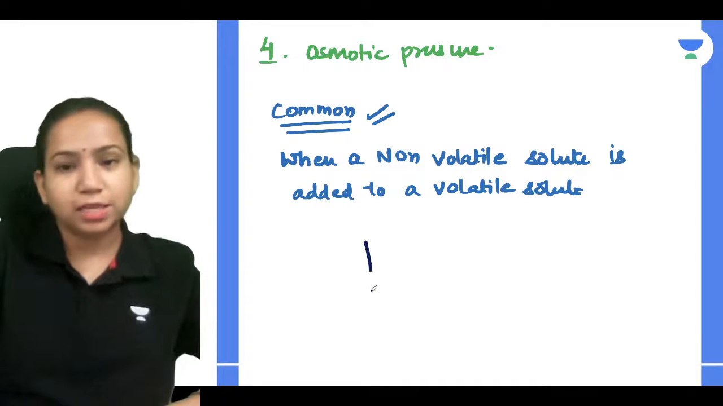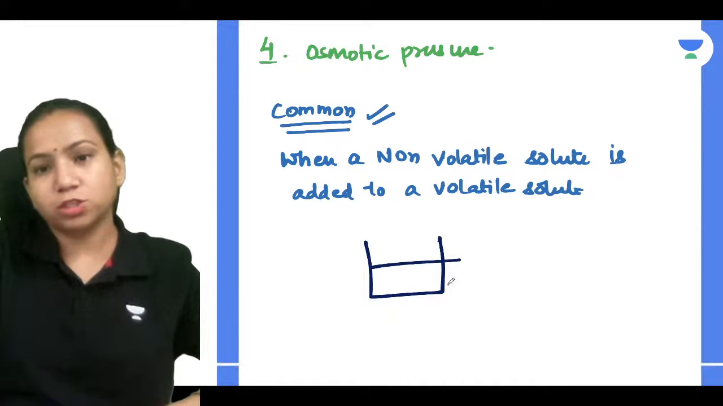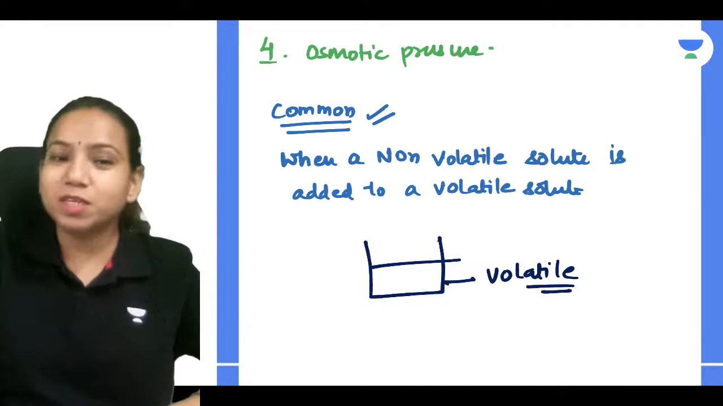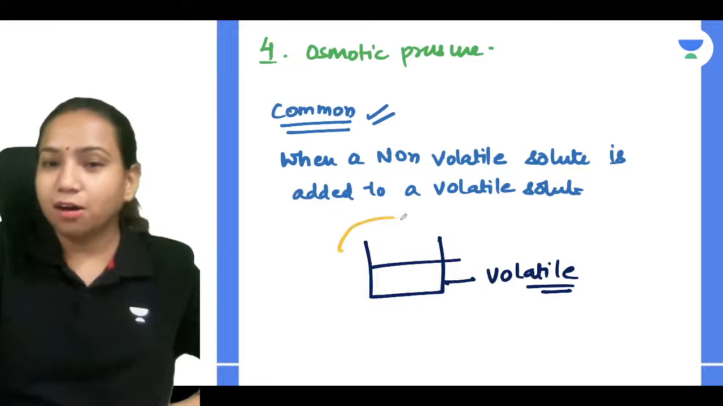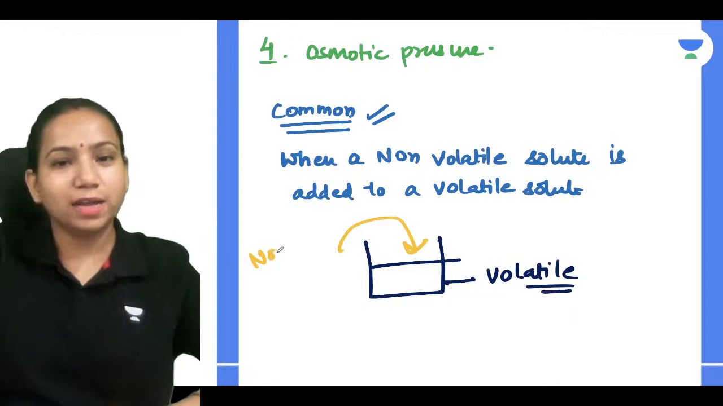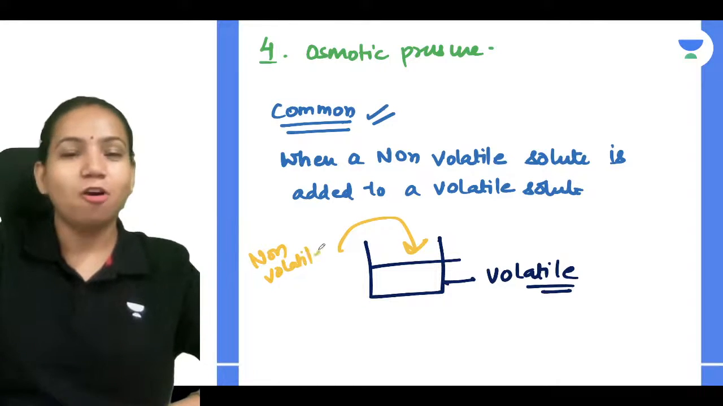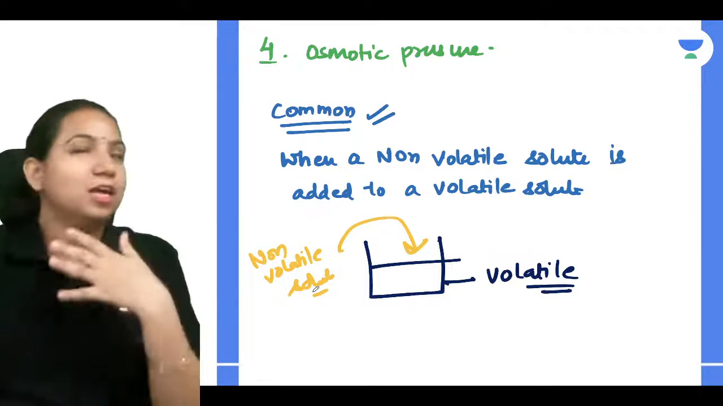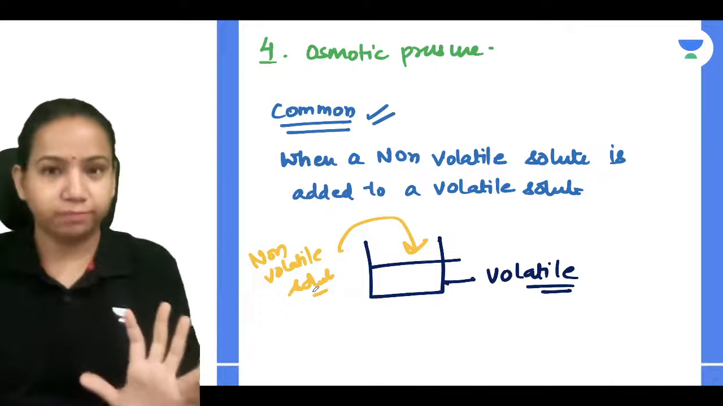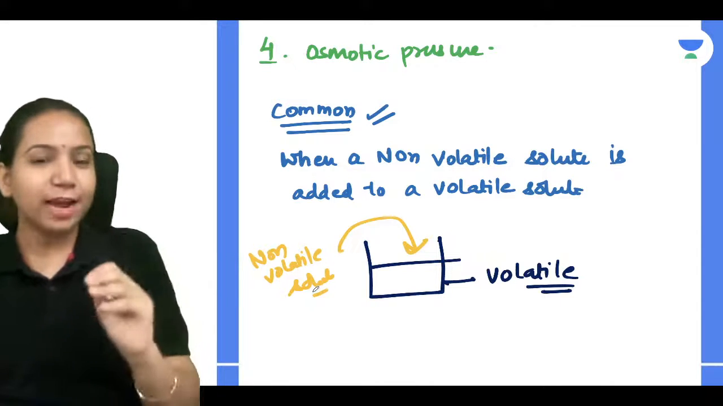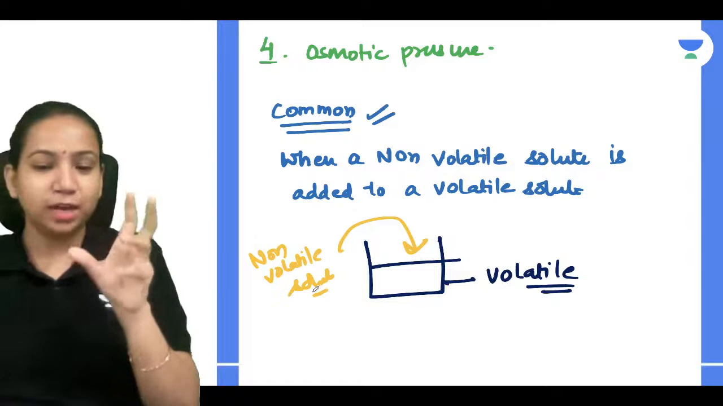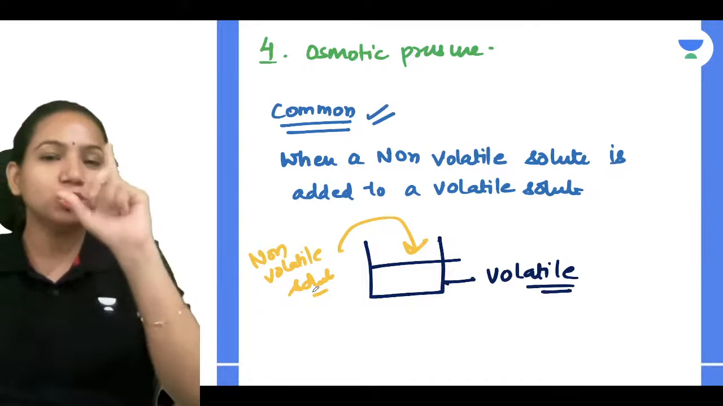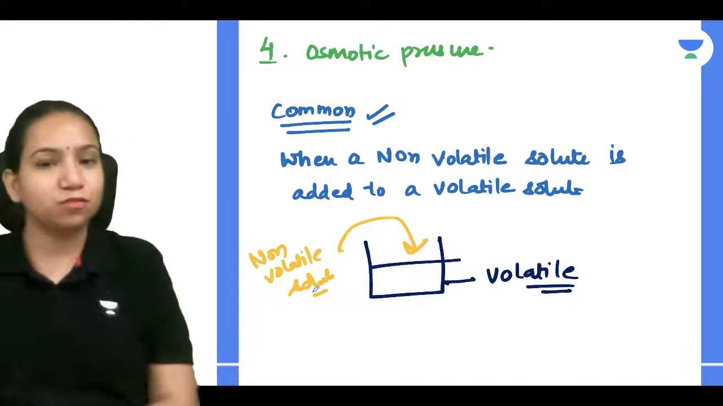So you will have a solvent which is volatile. What are you doing here? You are adding a non-volatile solute. Sometimes it's very easy, when you want to interpret something, to just make a small drawing for it. My drawing is not good at all, but whenever I have to understand any point, I try to make a drawing. A small illustration actually helps, so you guys can follow it too.